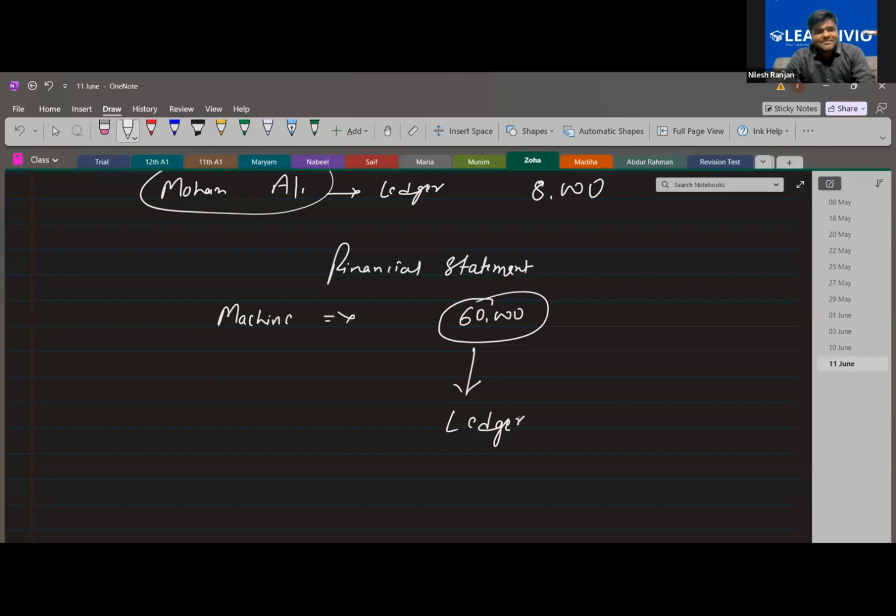After you have prepared the ledger, then you don't need journal. It is only to check verification of ledger, that it is correct or not. You can do that by comparing it with journal entry.